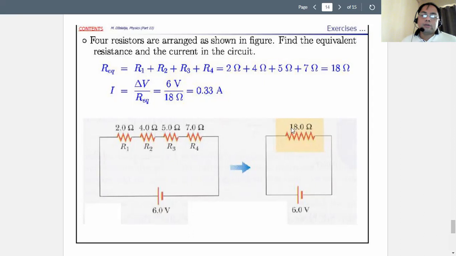So here, if the total resistance is 18 ohms, the current becomes 0.33 amperes. Now just imagine if the denominator becomes small and still the voltage is 6. Naturally, you will expect that if the total resistance is smaller than 18, then the current will go up, which is the case for parallel connected resistances.